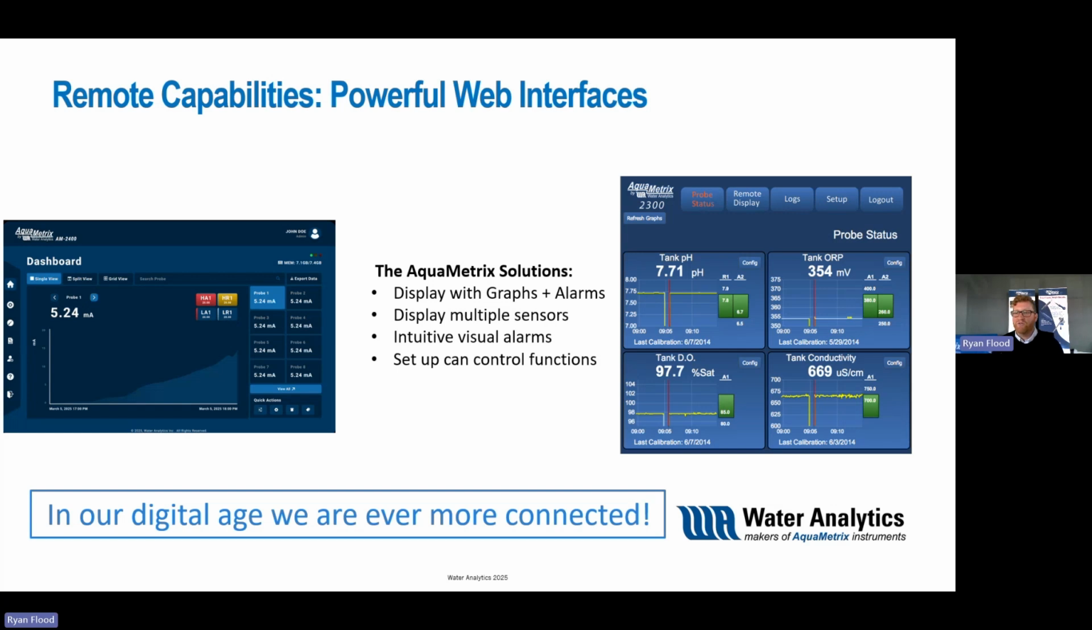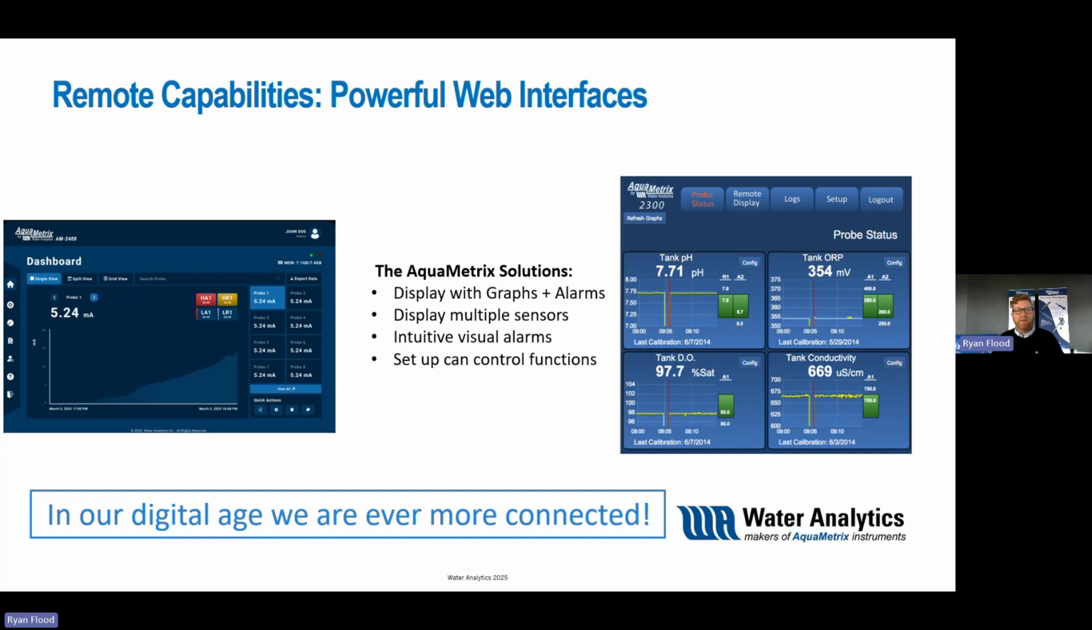Remote capabilities is a great function and feature that some controllers now have. And some of our controllers, as you can see here with our 2400 and our 2300, have these great digital capabilities from a web interface. And where this really comes into play is, again, when we talk about visibility, walking the line, being there at the point of use. That's great for a lot of operators and a lot of people in that facility.